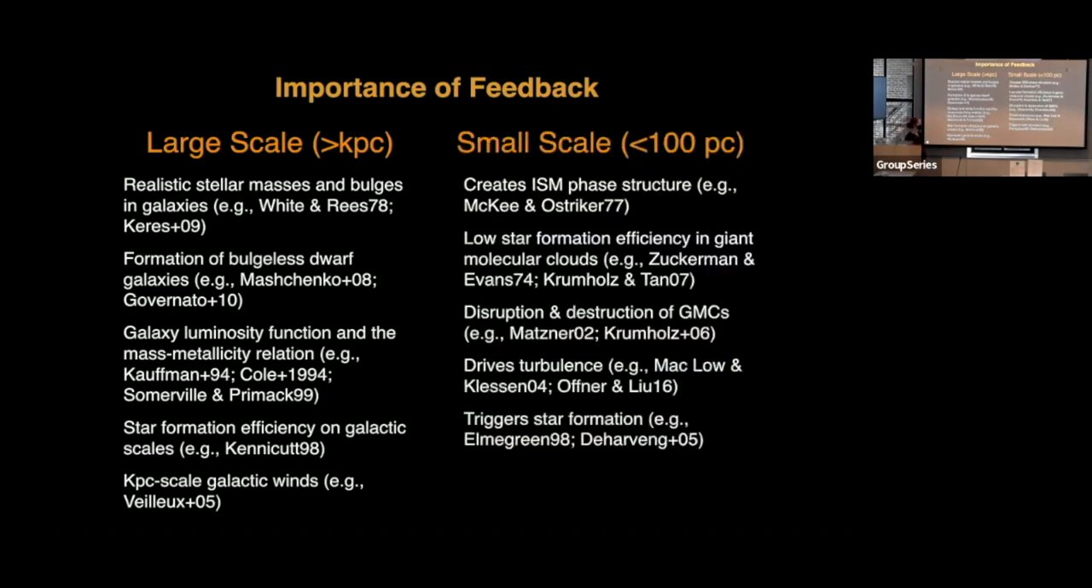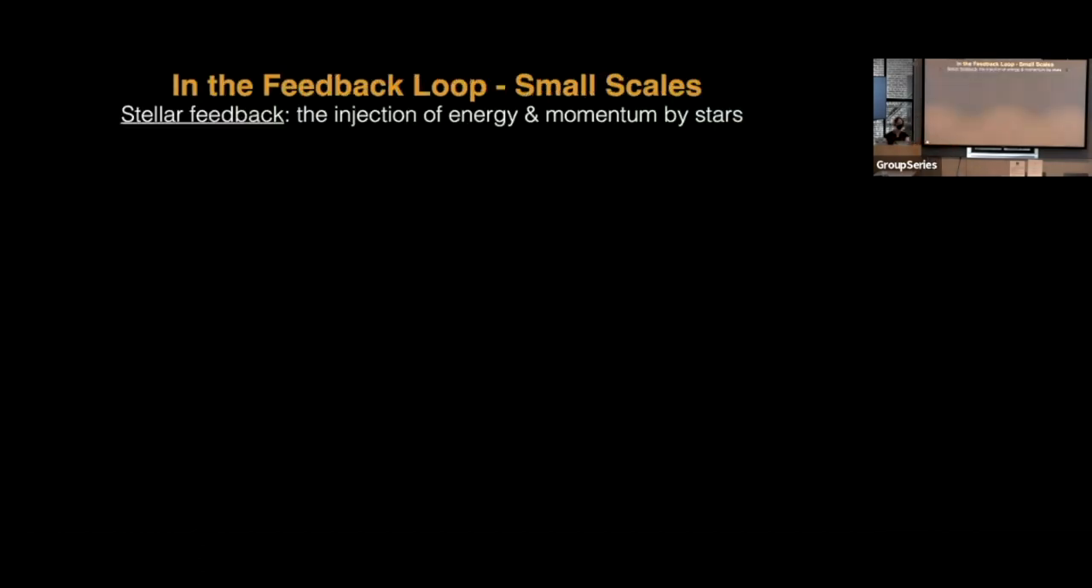On smaller scales, which I'm defining here as less than 100 parsecs, so giant molecular cloud scales are smaller, you need feedback in order to produce a multi-phase structure of the ISM, to get the low star formation efficiency in GMCs, to account for the life cycle of GMCs, the fact that they are disrupted and destroyed on tens of megayear timescales. You also need it to drive turbulence as well as to trigger star formation. So there's a lot of different things that come into play.